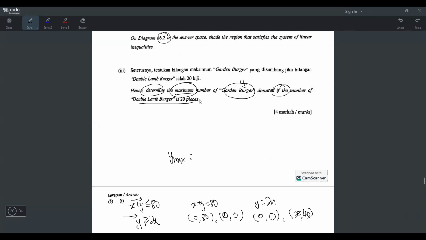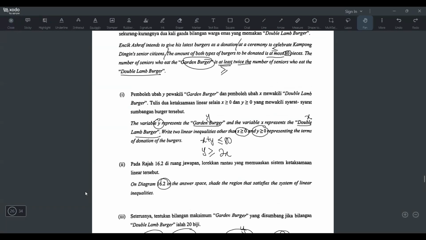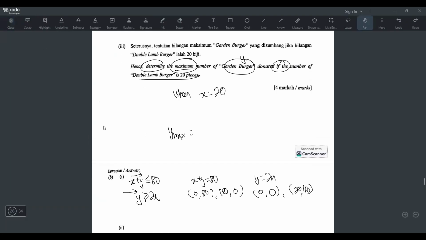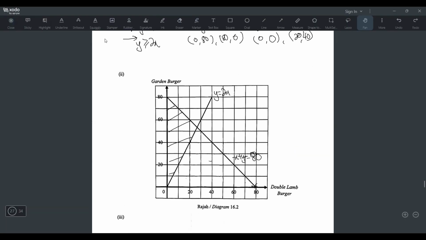If the number of double burgers is 20, so 20 is the X. Let me check. Yes, double burger is X. So when X equals 20, find the Y maximum. Very easy. You just go to the graph, go to the X-axis for double burger, and find 20. Then you draw a dotted line, because you are trying to find the Y coordinate. So you draw it up here.